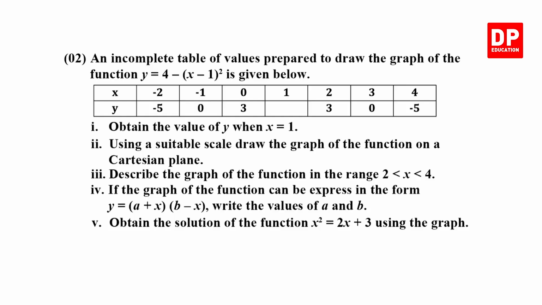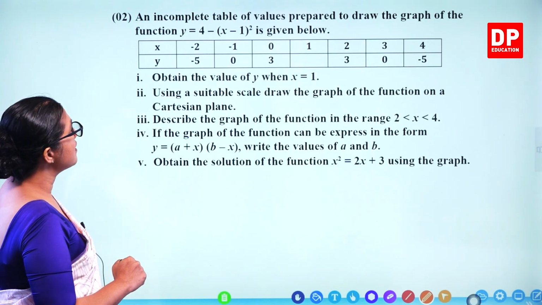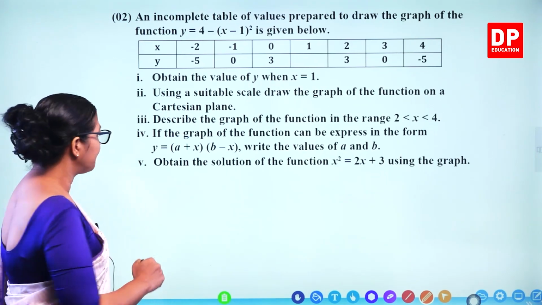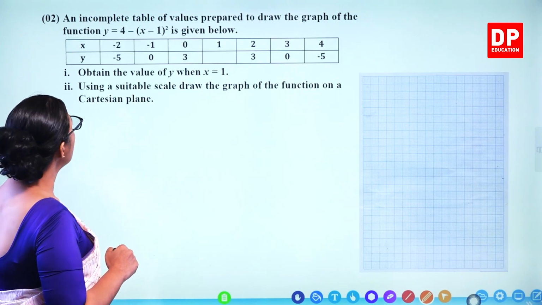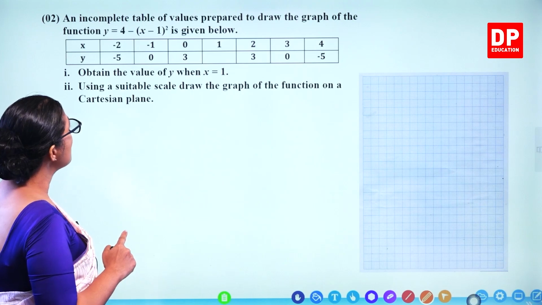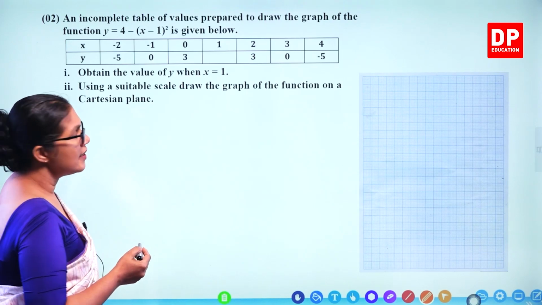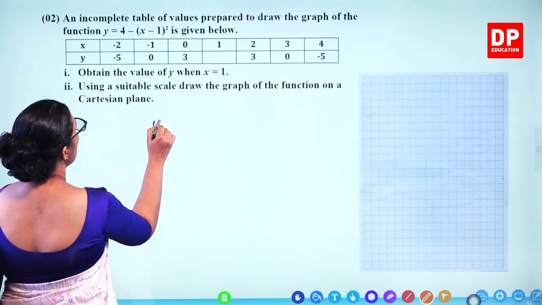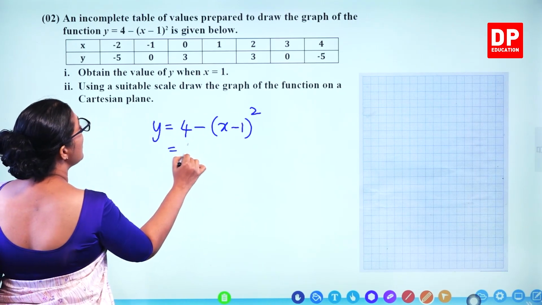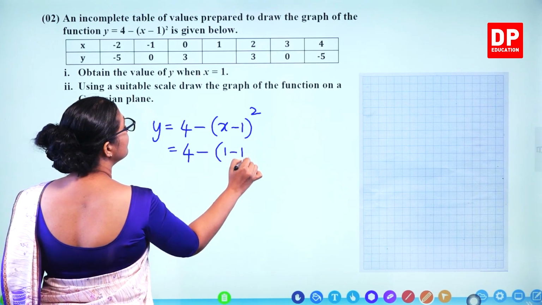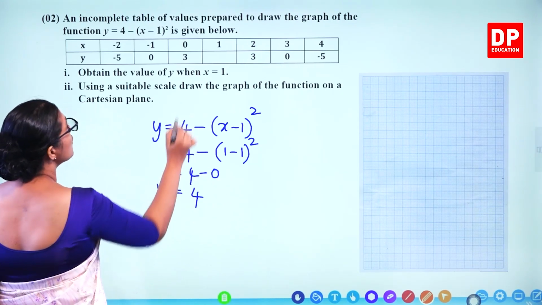Let's do the second question. This is about graphs. So you have to draw a quadratic graph and answer the questions given. An incomplete table of values prepared to draw the graph of the function y equals 4 minus (x minus 1) whole squared is given below. Obtain the value of y when x equals 1. So you have to just substitute the value. So y equals 4 minus (x minus 1) whole squared. When x equals 1, you get 0 here. 4 minus 0, that's 4. So this value is 4.